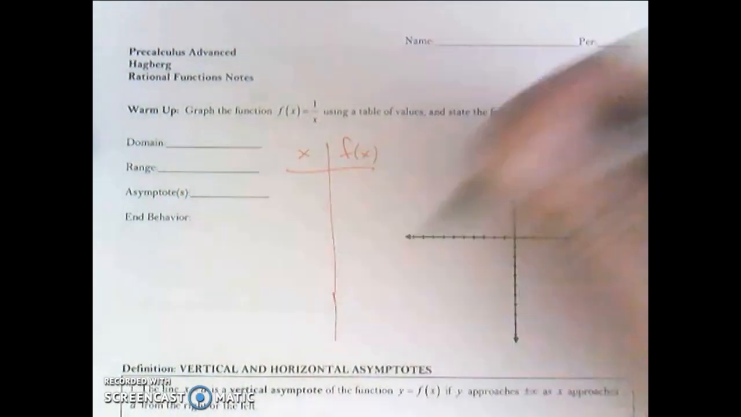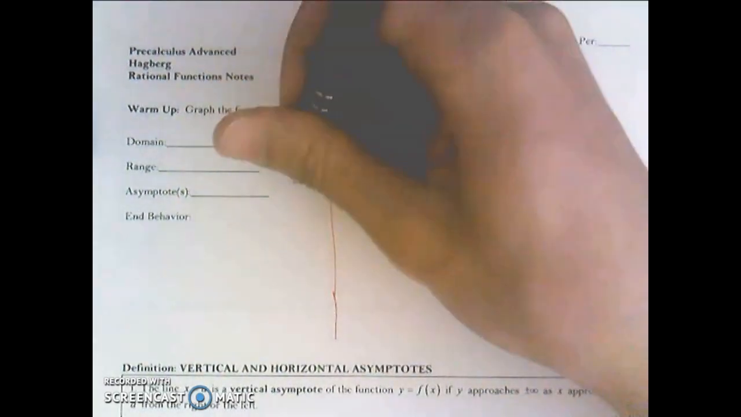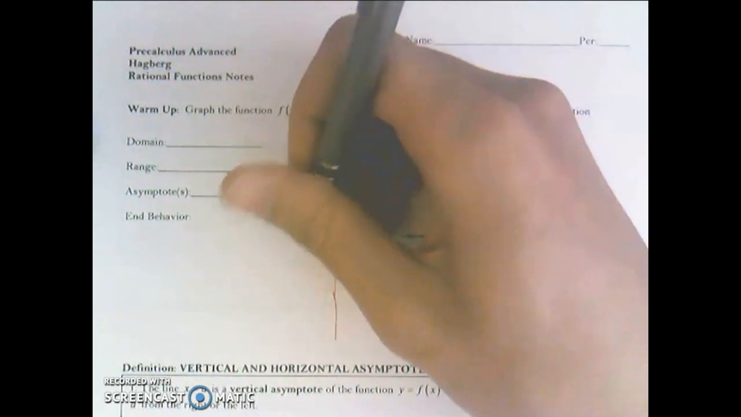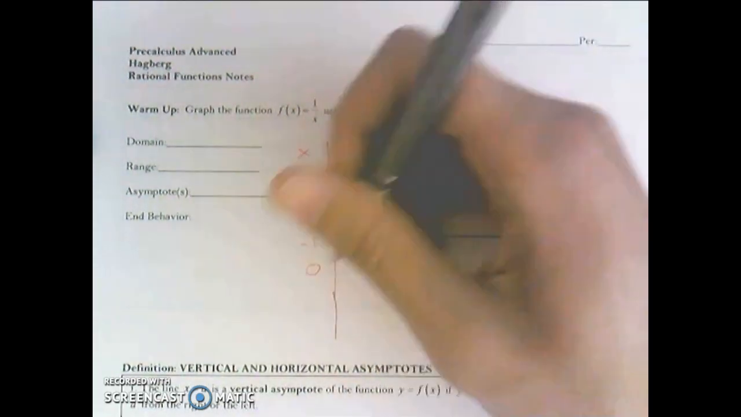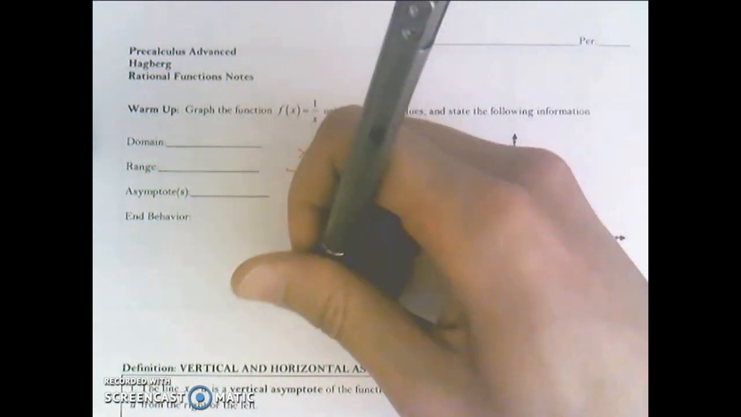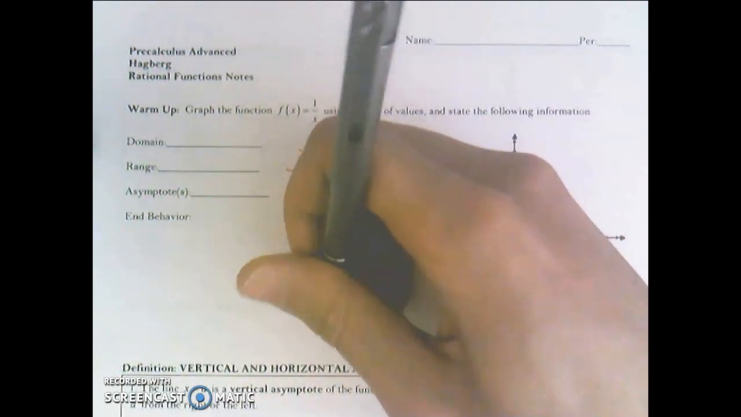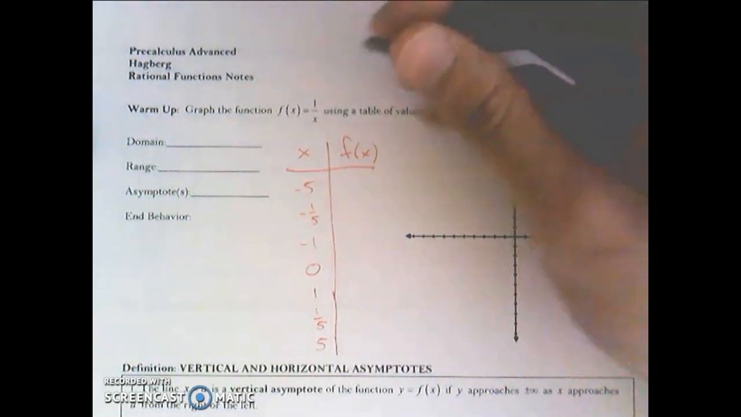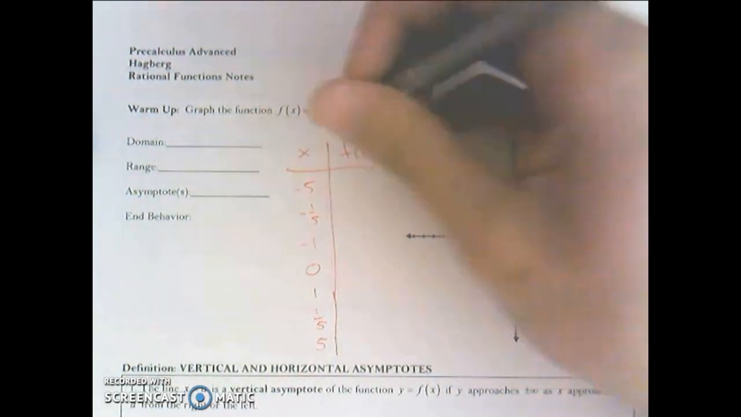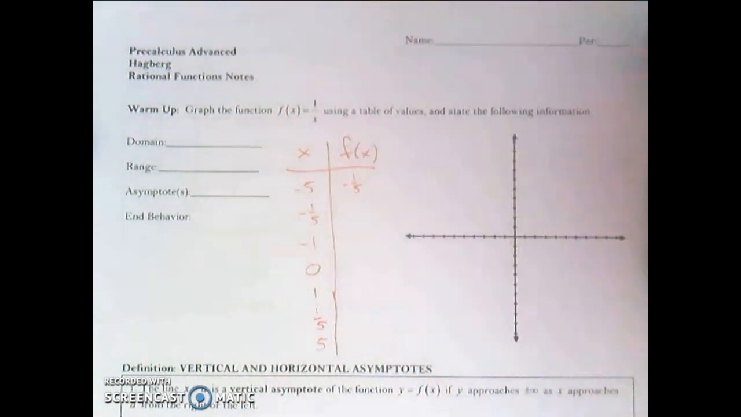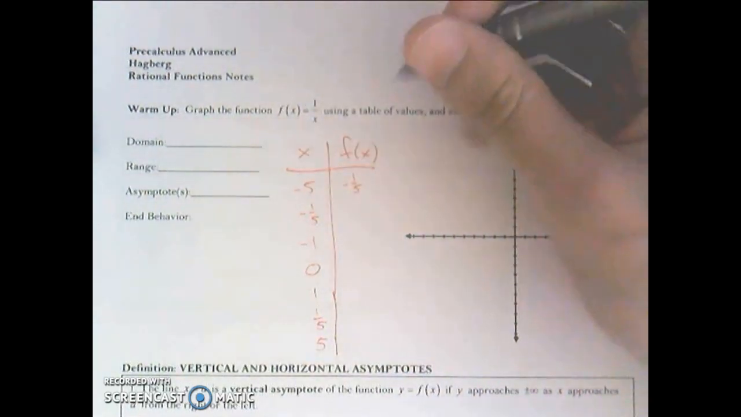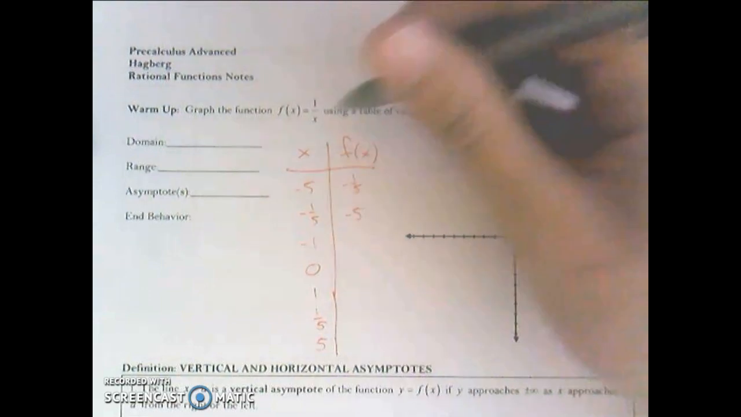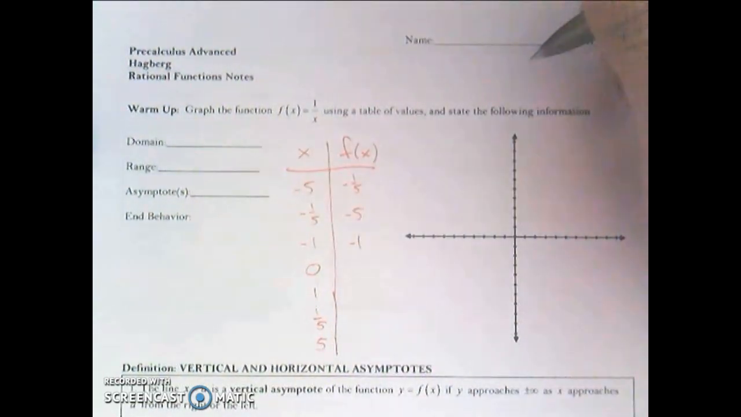I'm going to plot the points where x equals negative 5, negative 1/5, say negative 1, 0, 1, positive 1/5, and 5. So when we plug in negative 5, we have 1 over negative 5 is negative 1/5. Plug in negative 1/5, we have negative 5. Plug in negative 1, we have 1 over negative 1 is negative 1.